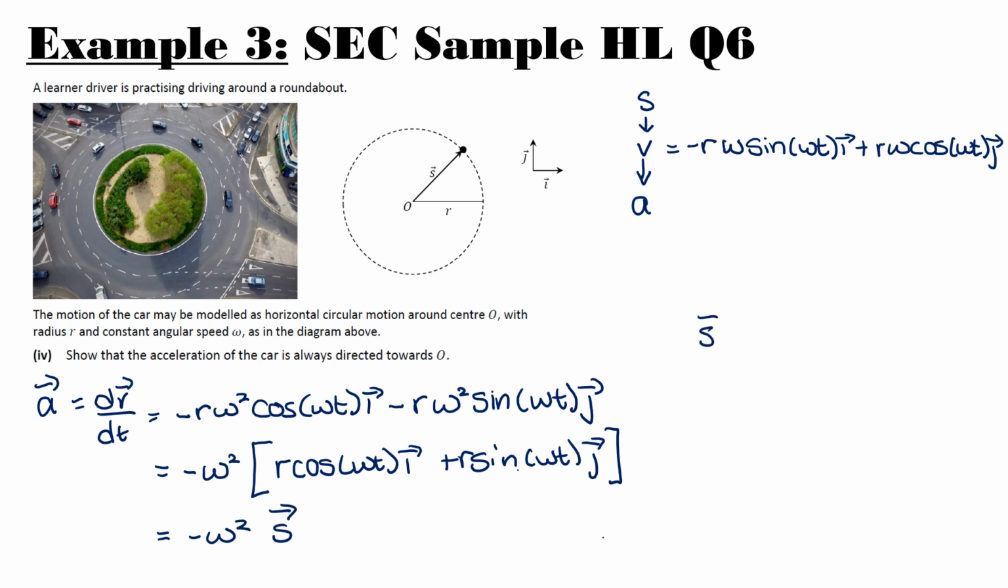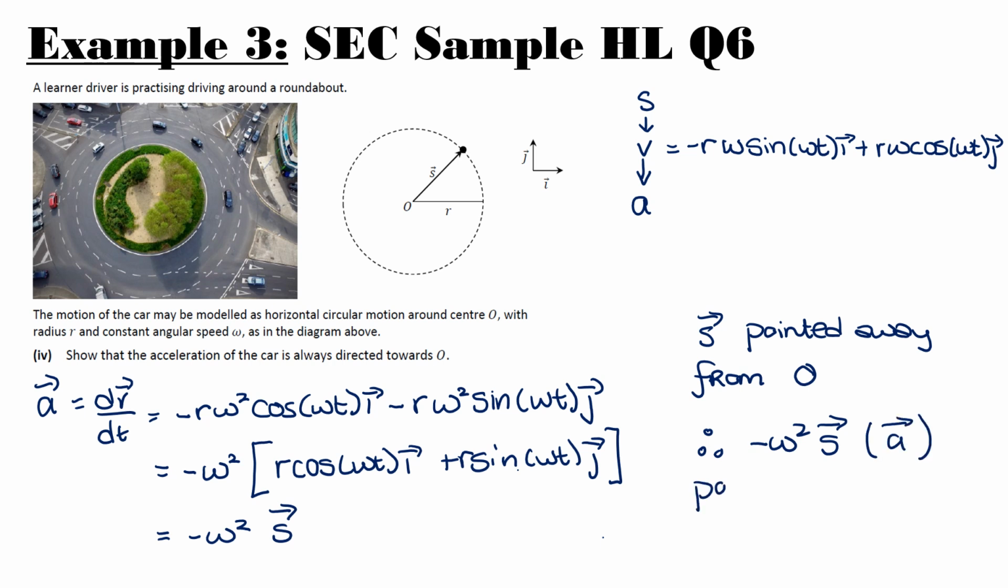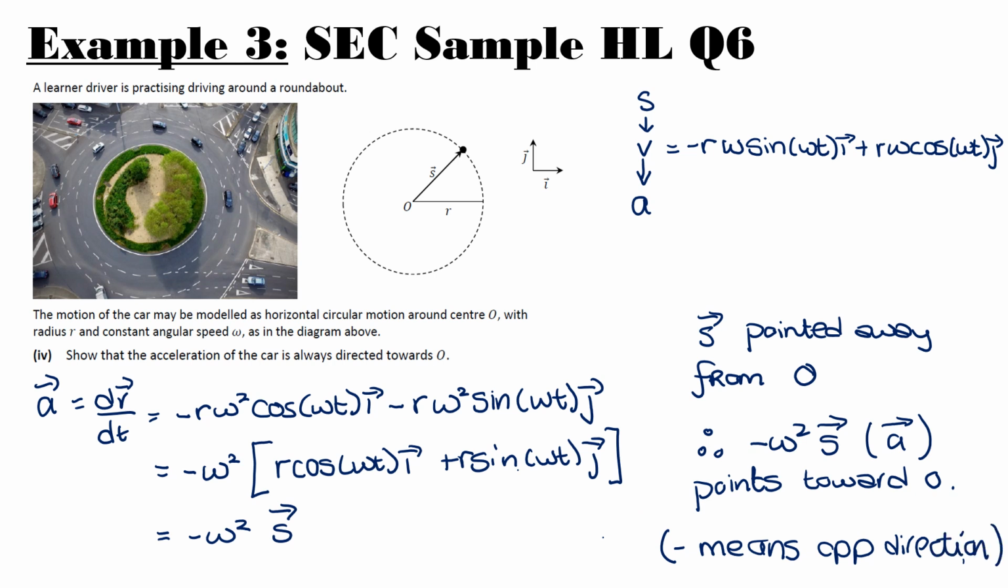So s pointed away from O. Look at our diagram. Therefore, minus omega squared. The omega doesn't really make a difference. It's the minus. When we multiply that s by a minus, which is actually acceleration, it points towards O. Minus means opposite direction. So really be clear about what that minus means with our vectors.